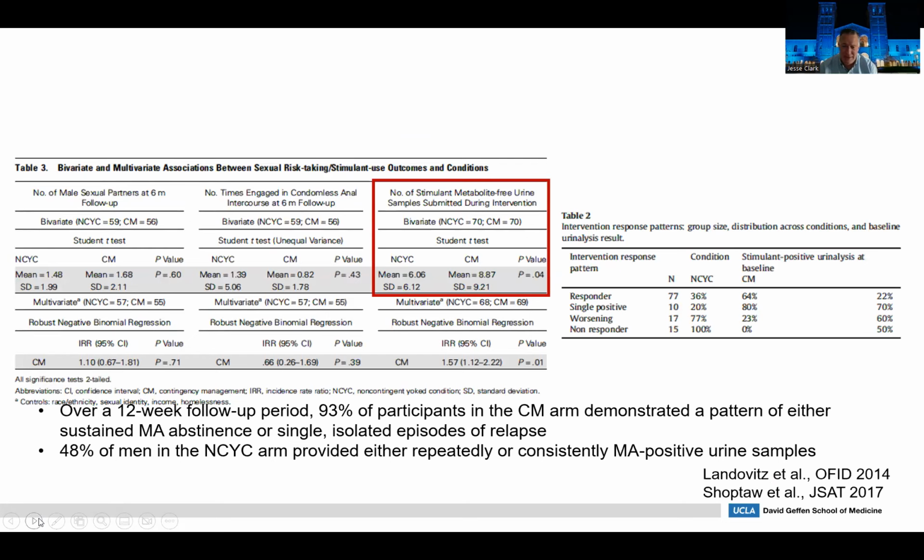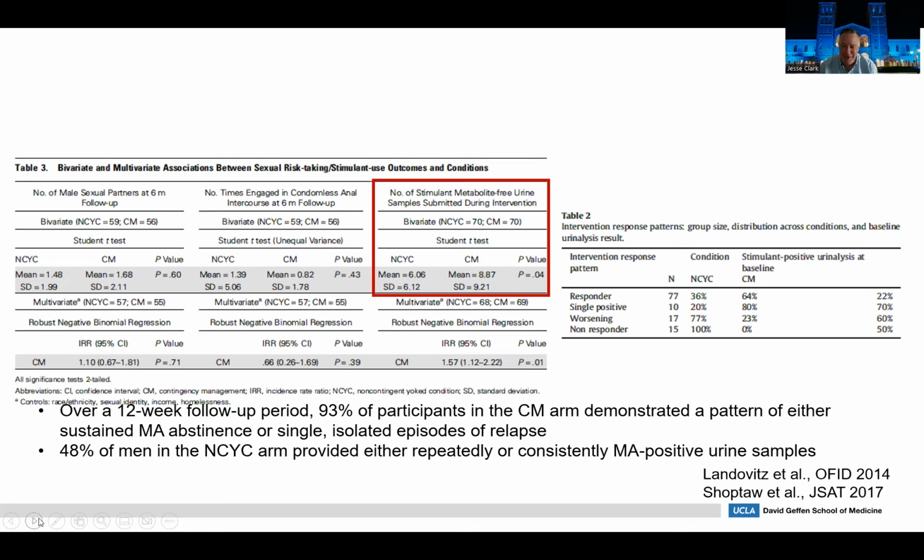And these are studies that Dr. Shoptaw did with Dr. Landovitz and Dr. Reback. They were looking at a non-contingent yoked control comparison arm.